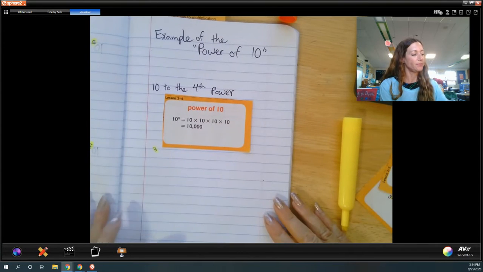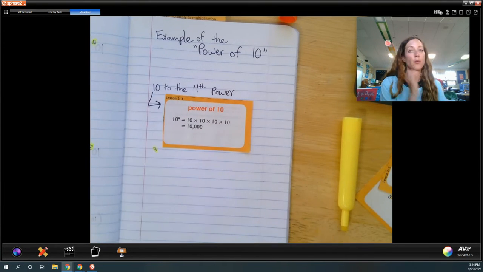Okay. And what I'm going to do is I'm just going to write out these examples because the more you see the patterns, the more it will make sense and feel almost like second nature.